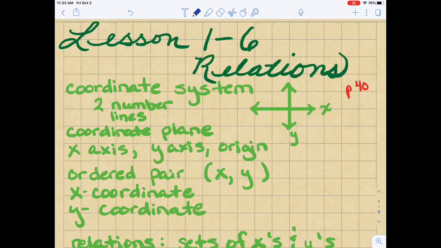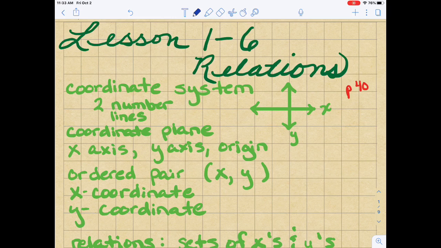This is lesson 1-6 on relations. Relations is just a fancy way of saying we have a data set of x's and a data set of y's, and we want to see how they relate. So in doing this, we have some vocabulary that we talk about.